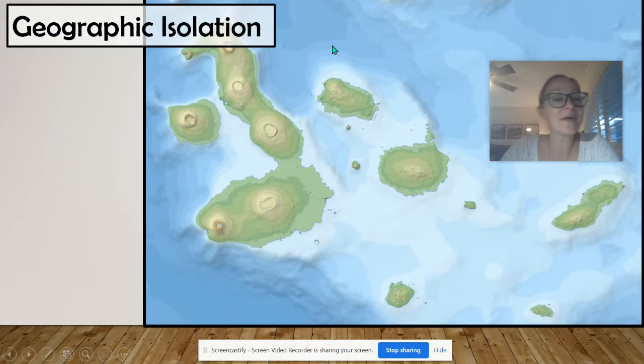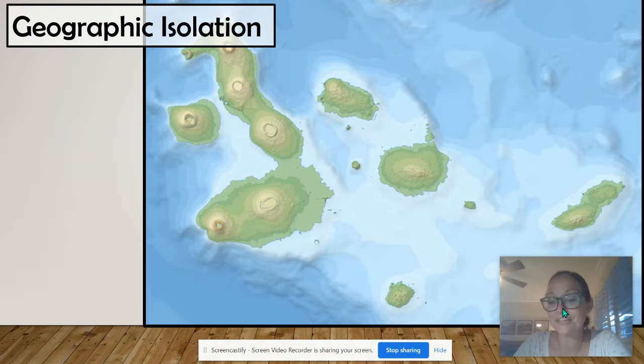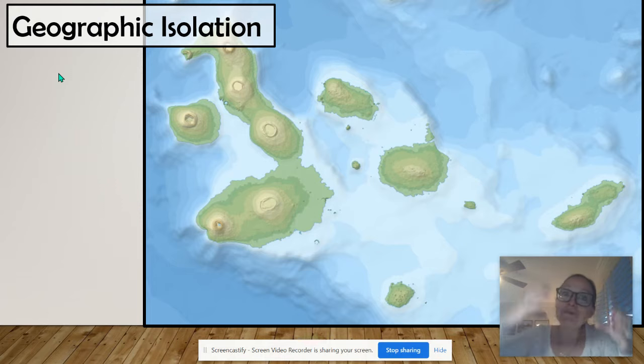Okay, so let's go ahead and look at the example of the finches. When finches arrived on the Galapagos Islands about 500,000 years ago, each island had a different ecosystem, and so there are different selective pressures. There's different food, different elevations, different rainfall. And so each founding population, ooh, this ties into genetic drift with the founder effect.